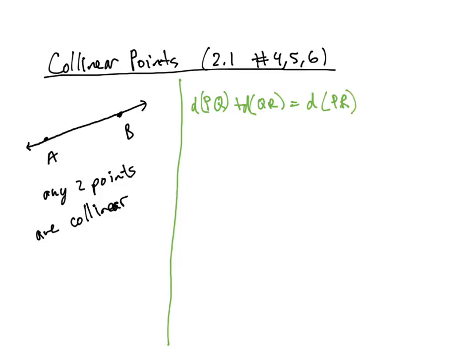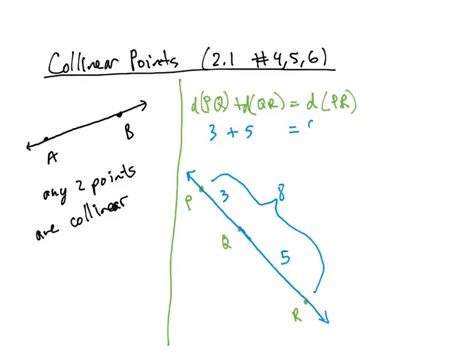So why is that true? Suppose these are the 3 points, and let's just assign values here. Let's say the distance between P and Q is 3, and the distance between Q and R is 5. So what this is saying is if 3 plus 5 is equal to this entire distance, which is 8, then we say the points P, Q, and R are in fact collinear. So because 3 plus 5 is equal to 8, we would say yes, these 3 points are collinear.